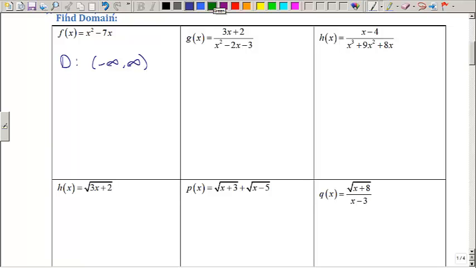Whereas the next problem, g of x equals 3x plus 2 over x squared minus 2x minus 3, has a denominator. There's no even roots here, but there is a denominator. So I am concerned about where the denominator is equal to 0. In order to find out where my domain is, I'm going to take all the numbers on the number line, except that place where the denominator is going to be equal to 0. So to find that one place, I set the denominator not equal to 0. I'm including all the values as long as they're not equal to 0.